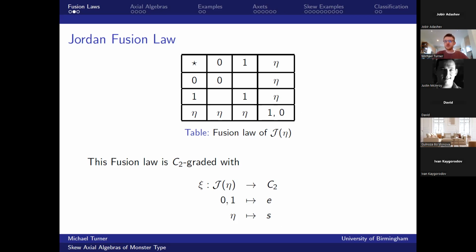This is called a Jordan fusion law because it's a generalization of the fusion law of Jordan algebras, which were constructed in the 1930s, I believe, and are heavily related to quantum mechanics.